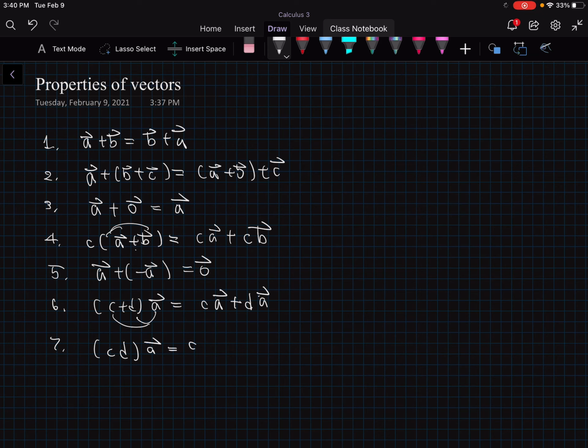You can go ahead and do D times A first, or you can take the product of C and D and multiply A. They are the same. Finally, you have the scalar 1 times any vector equal to the vector itself. So these are the properties of vectors.